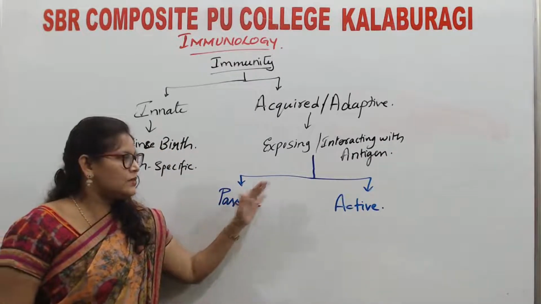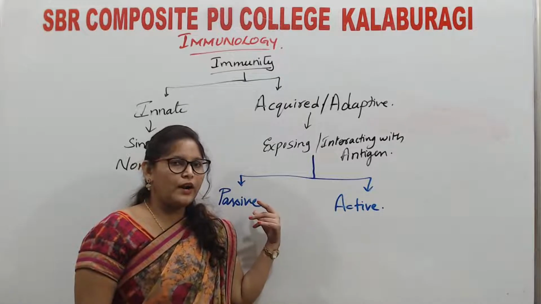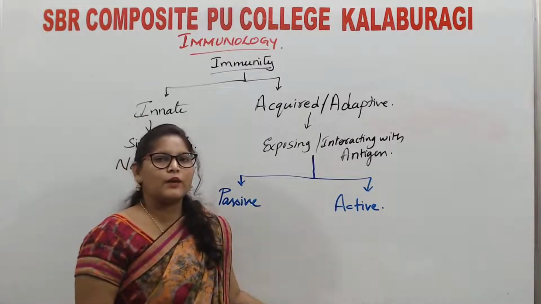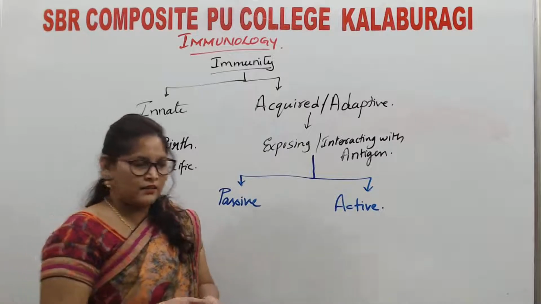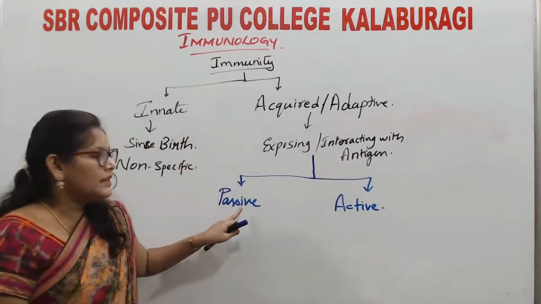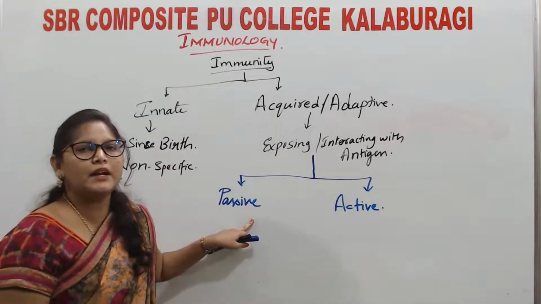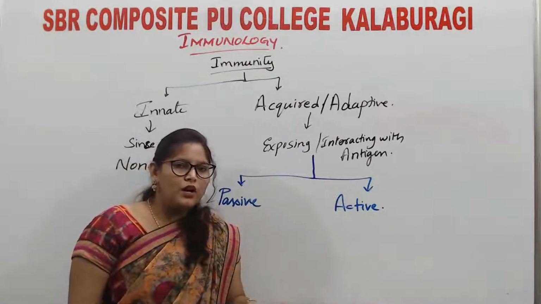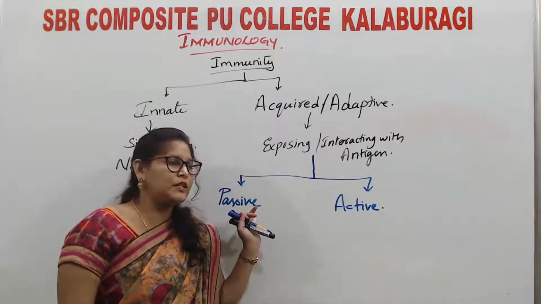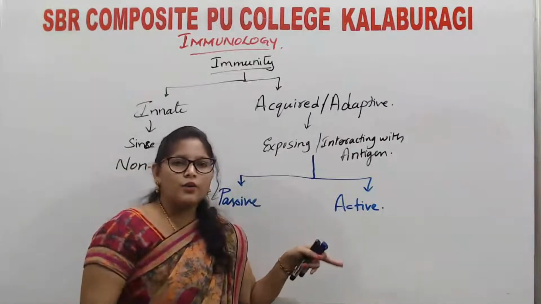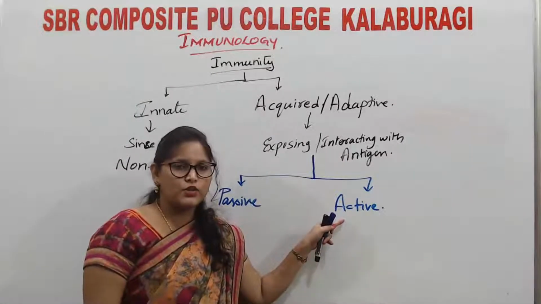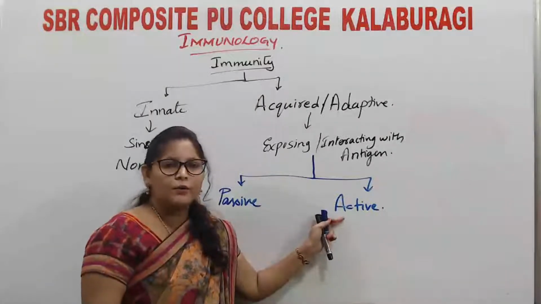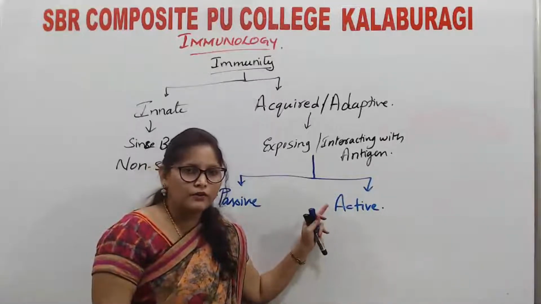See here, again passive and active are divided into naturally acquired and artificially acquired. What are all these? Hope I am clear. In case of passive immunity, we are taking the ready-made antibodies or processed antibodies from the external source. Our immune system is not involved in the production of antibodies in case of passive immunity. Whereas in case of active immunity, our own immune system is fighting against the disease causing pathogen, that is active immunity. That means who is producing antibodies in case of active immunity? Our own B lymphocytes are involved in the production of antibodies.